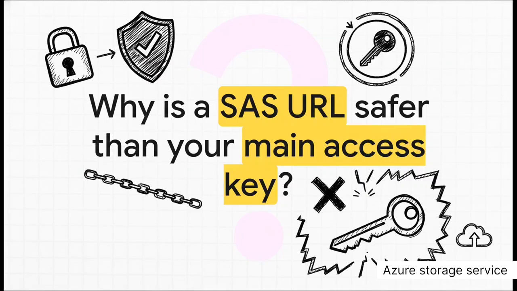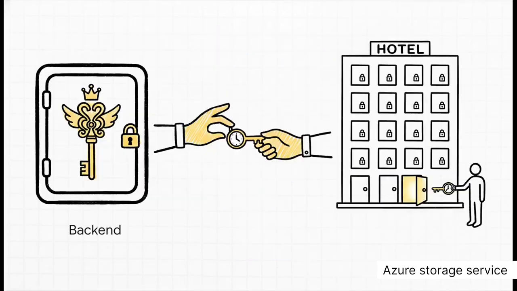This brings us to a really critical question. You're going to hear everyone say, don't use your access key, use a SAS URL. But why? Why is it actually so much safer? The answer is all about control and limiting risk.